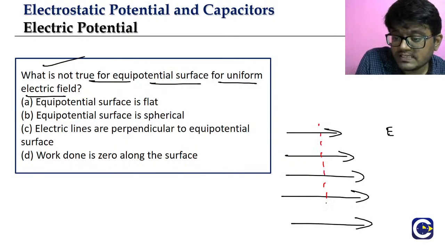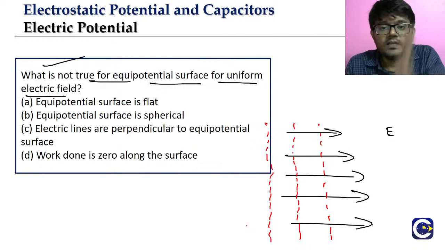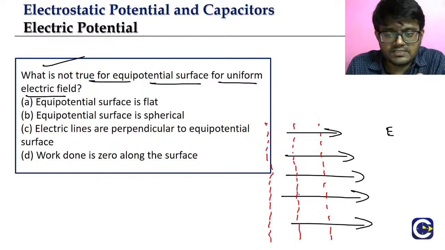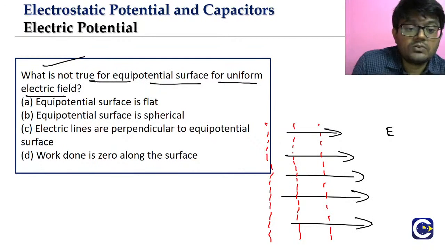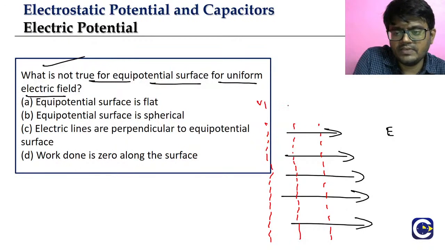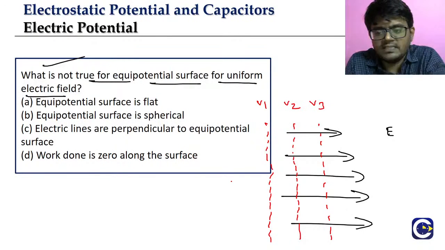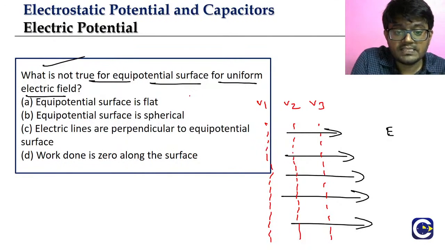What will be the equipotential surfaces? These are planar surfaces, and they will be perpendicular to the electric field. So we have to comment on the equipotential surfaces. Option A: equipotential surface is flat. Like we can see, all these are representing the equipotential surfaces with some specific potential values. So option A is correct. We are looking for which of them is not true.